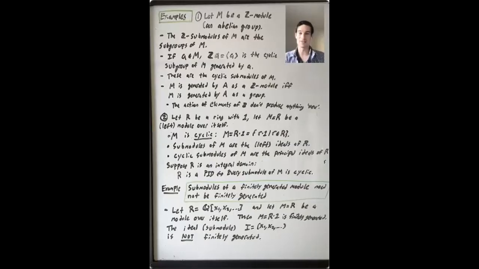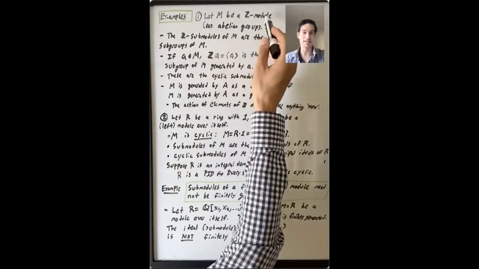In the first video of this lecture, we gave a bunch of definitions related to generating sets of modules. And in this video, we'll give a number of examples. So let's start with the example where M is a Z module.